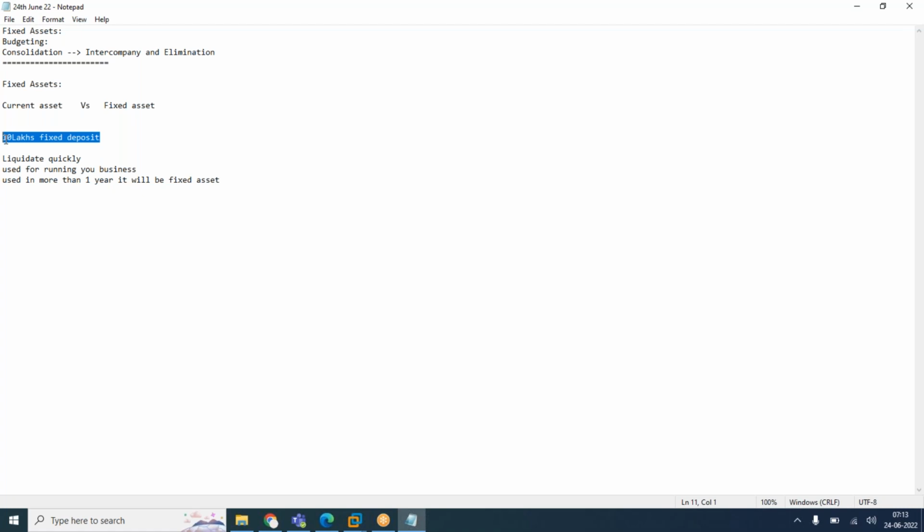We see another classification of the asset, like short term assets and long term. Now this is a long-term asset. So can we make this a fixed asset or not? 10 lakh rupees fixed deposit in the bank. We cannot make it a fixed asset.